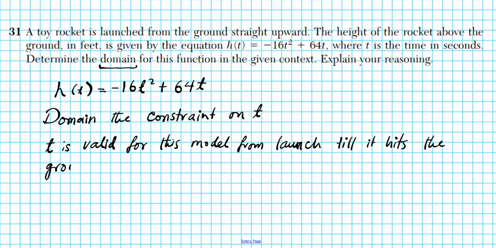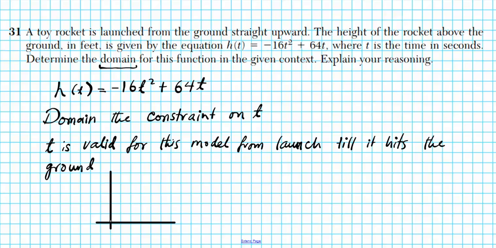Okay, so that time period is basically the domain that we're talking about. So let me illustrate it for you graphically. Let's say we have a graphical situation right here. Now, if you graph this function, this is a downward opening parabolic curve.